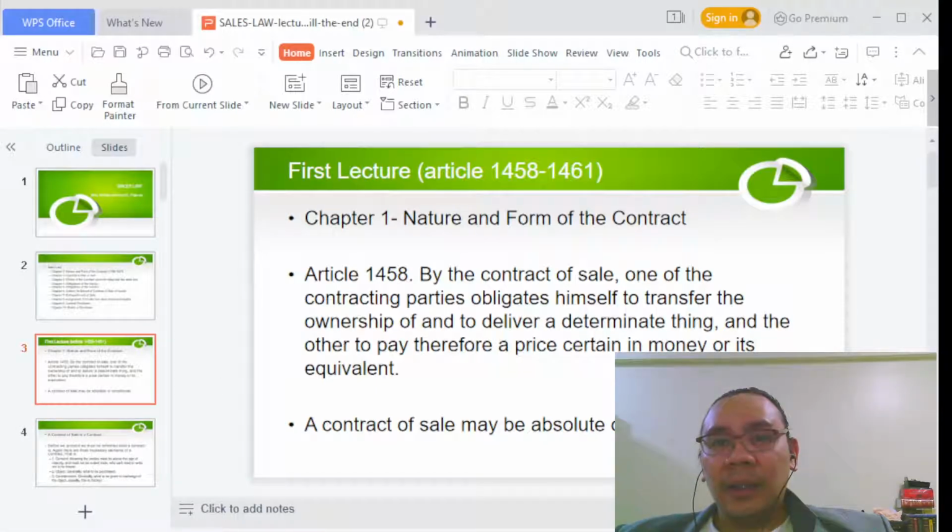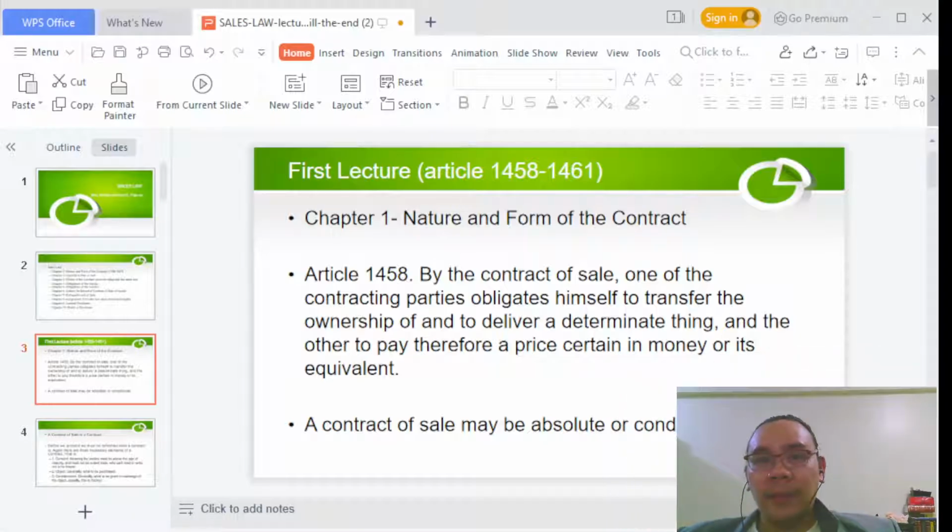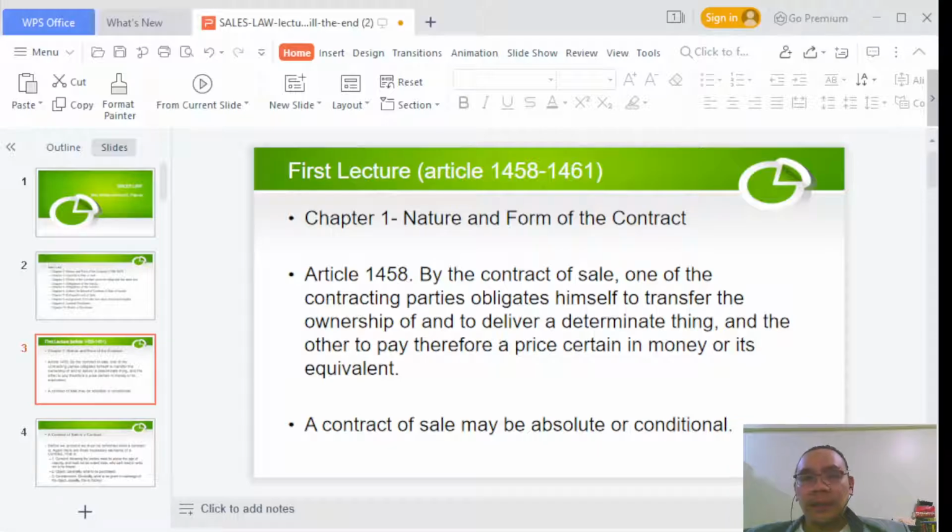That would actually pertain to a barter. To pay a price in money or its equivalent: the word its equivalent means the equivalent of money. In that particular instance, it no longer becomes a contract of sale. It's a barter. Okay, if you've heard this word before, in my experience, I heard this when I was still in grade school.